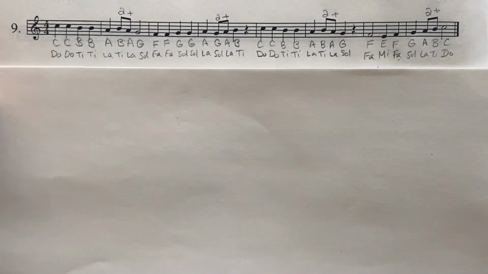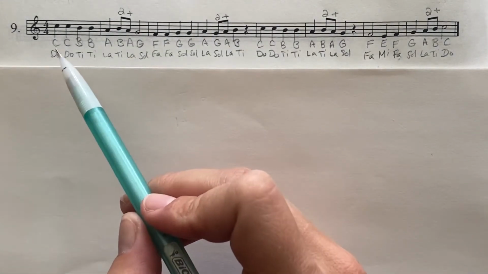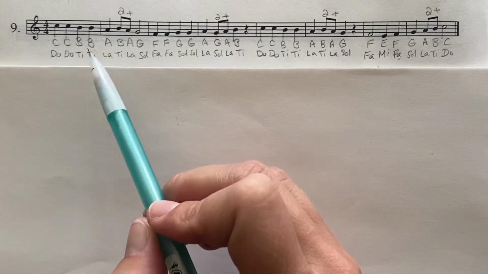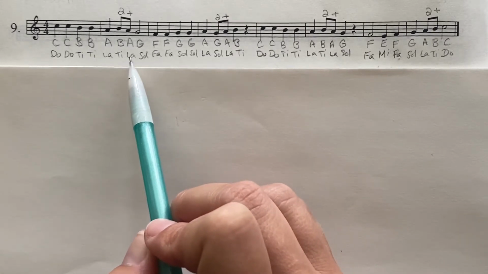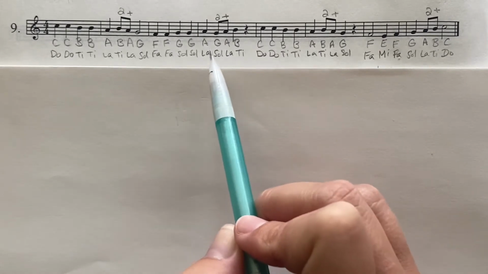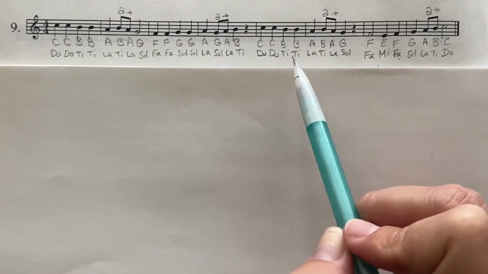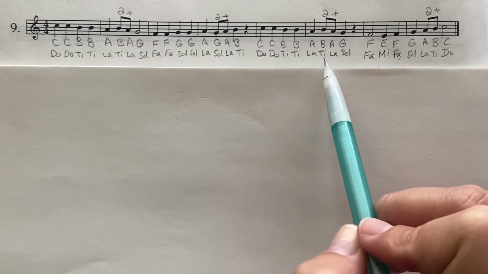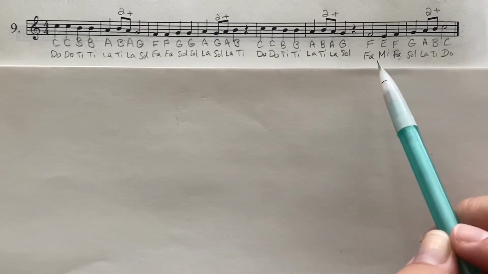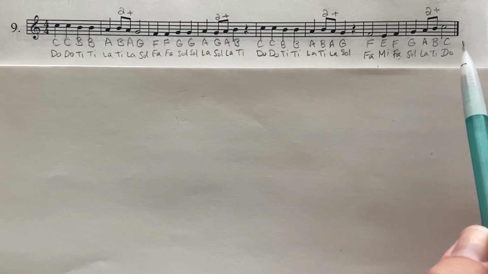Okay, now what I want us to do is we're going to clap this out and say the solfege together. Okay, so let's do that. So we're going to go 1, 2, ready, and do, do, ti, ti, la, ti, la, sol, fa, fa, sol, sol, la, sol, la, ti, rest, do, do, ti, ti, la, ti, la, sol, rest. Fa, mi, fa, sol, la, ti, do.